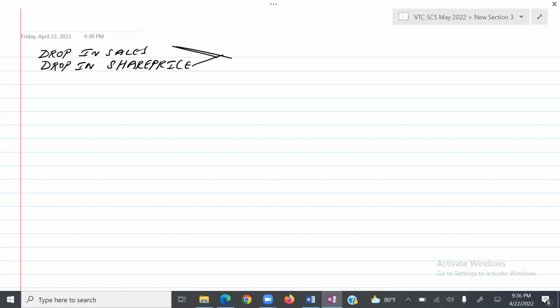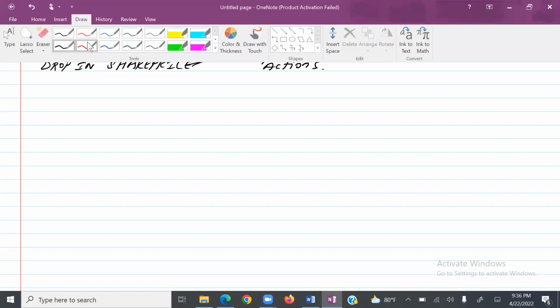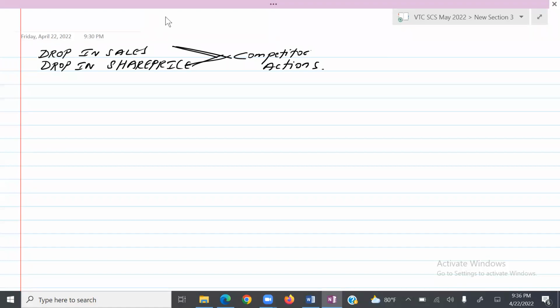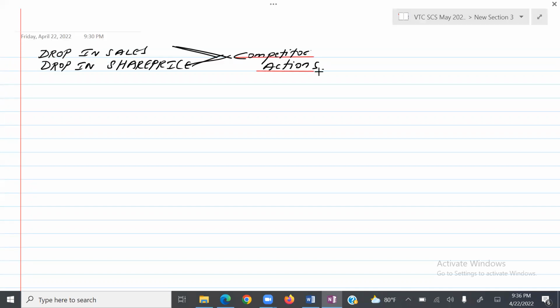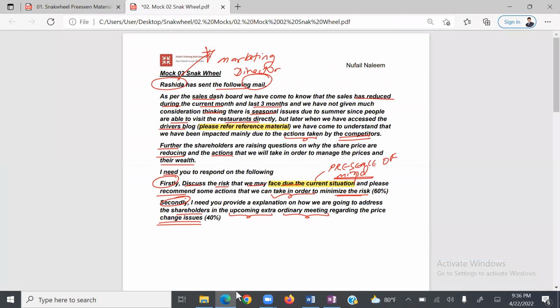And the reason for these drops is effectively one thing: competitor action. What is that, students? Competitor actions. Listen to this carefully. It is competitor actions. Understand it very clearly. We are now going to go through what the competitor actions are before we come into the detailed structuring. So coming back to the case study, let's go towards the competitor section.